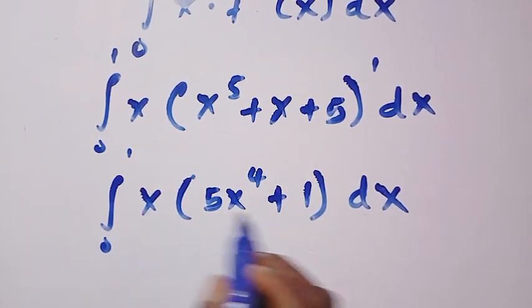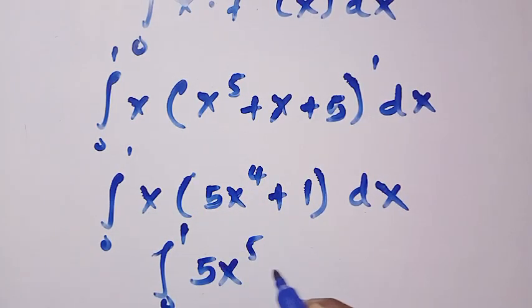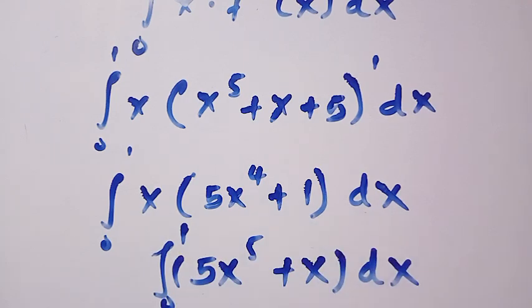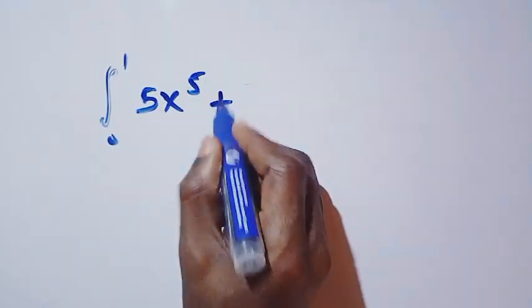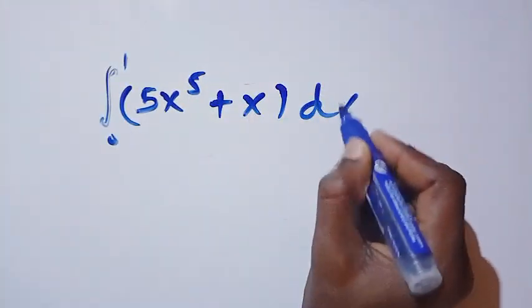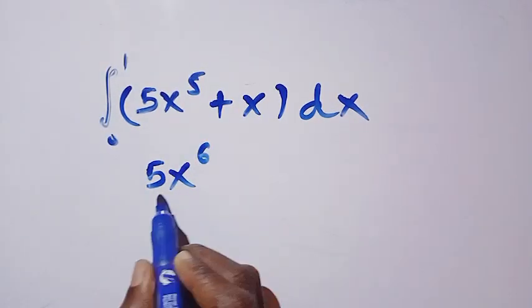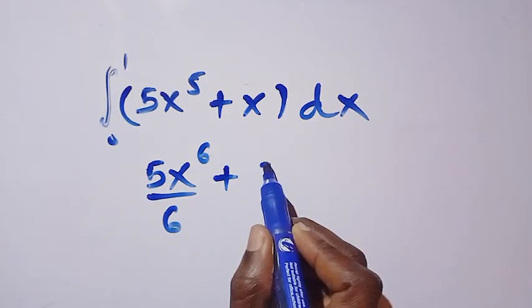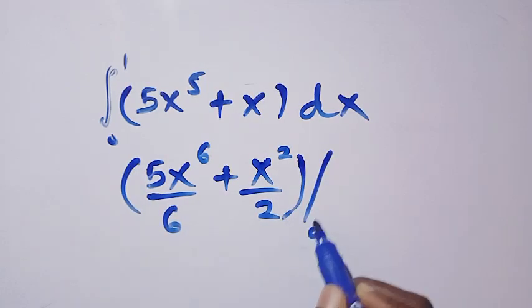Then when we open this parenthesis, we have the integral from 0 to 1 of x multiplied by 5x raised to power 4, that gives us 5x raised to power 5, plus x times 1, that is x, everything multiplied by dx. So we take the integral from 0 to 1 of 5x raised to power 5 plus x dx. Integrating this, we have 5x raised to power 6 divided by 6 plus x raised to power 2 divided by 2, from 0 to 1.